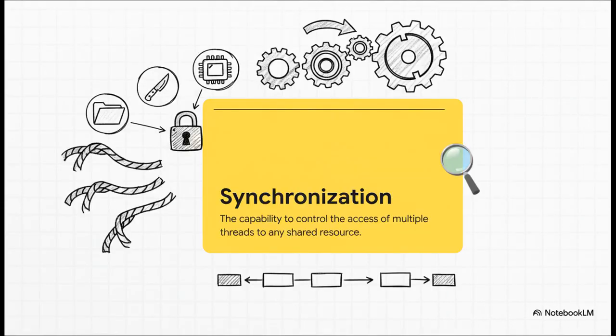And the official solution to this problem is a concept called synchronization. Really, it's just a fancy word for having a system to control how multiple threads get to use a shared thing, whether that's our special knife, or a file on the computer, or a variable in memory. It's all about making sure things happen in an orderly, predictable way.